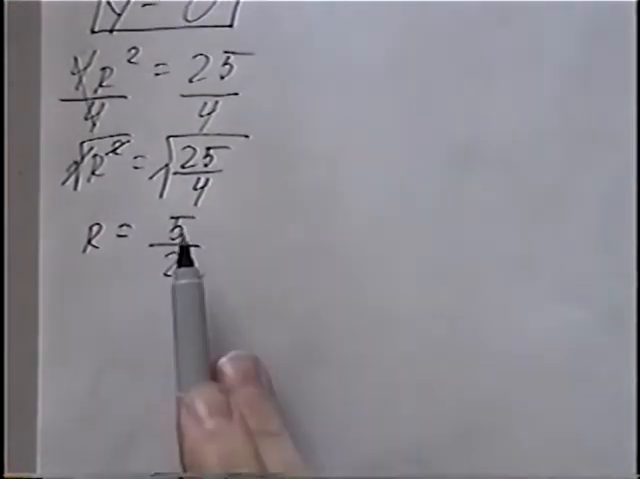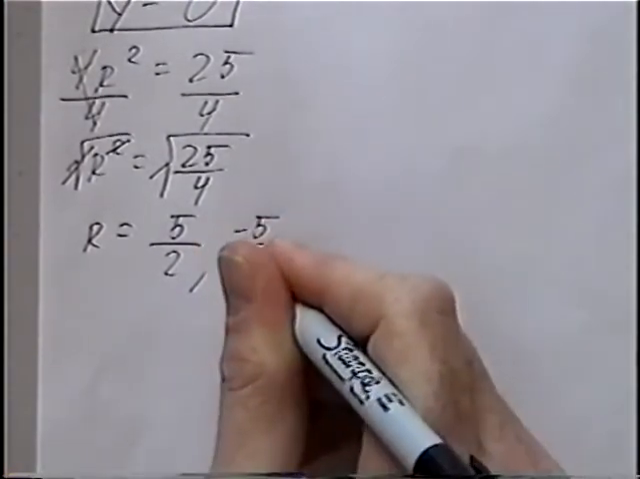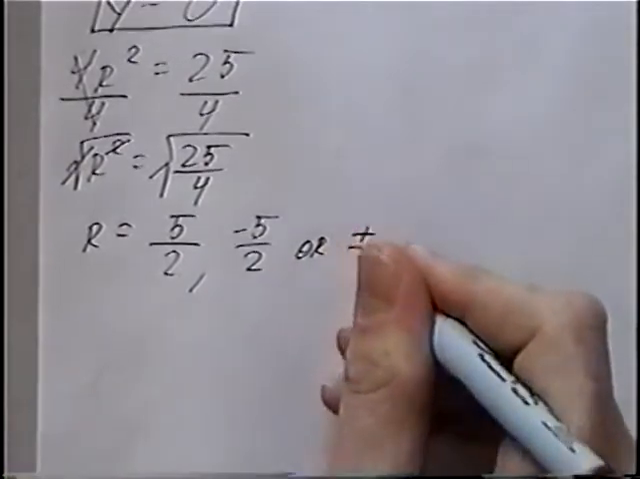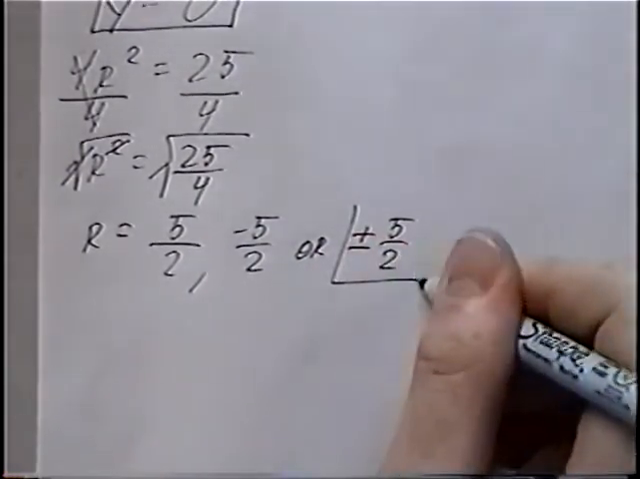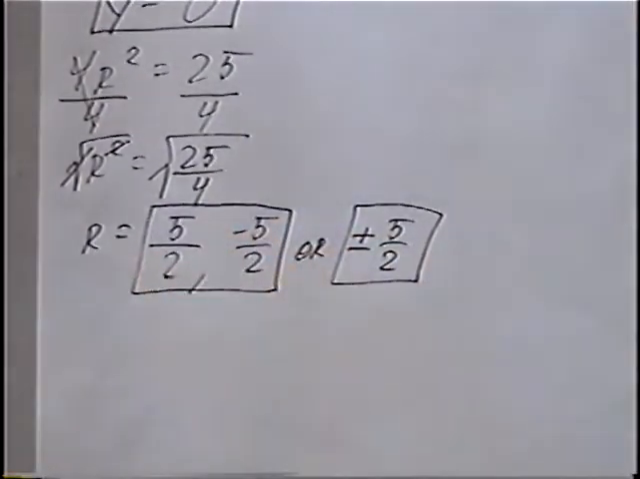Keep in mind you'll have two answers on these, positive and negative, because 5 times 5 is 25, but also negative 5 times negative 5 is also positive 25. And again, you could write this using the plus or minus sign. So one answer would be plus or minus 5 over 2, or you can list them out as positive 5 over 2 and negative 5 over 2.